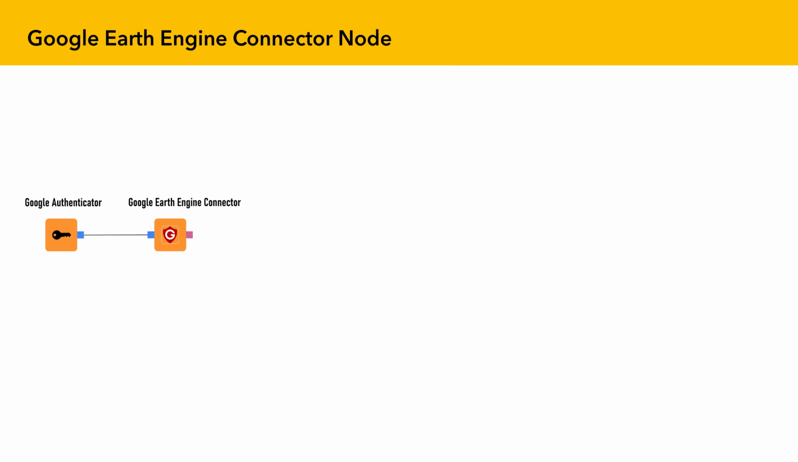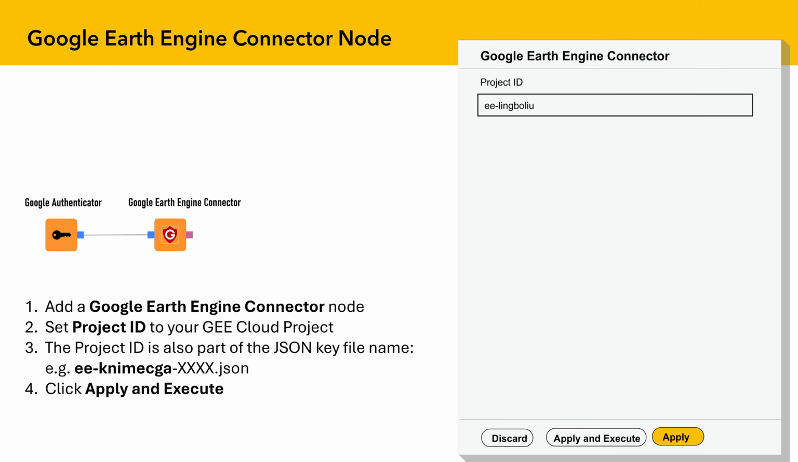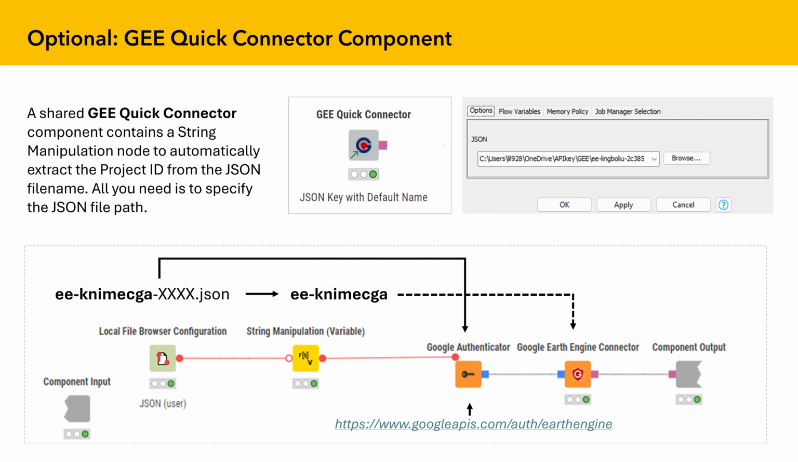The second node must be the Google Earth Engine connector. In the configuration, enter the project ID associated with your service account or the account you will use for interactive authentication. Often this ID appears directly in the name of your JSON key file. To streamline this step, we can wrap a string manipulation node and the connector into a Quick Connector component that automatically extracts the project ID from the JSON file name and passes it into the connector node.